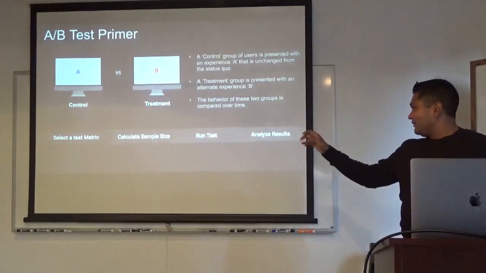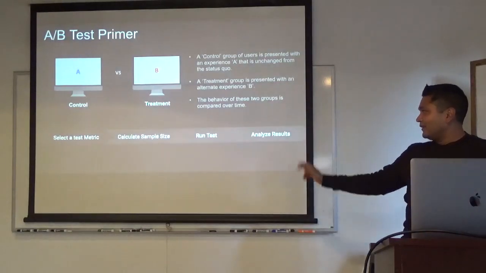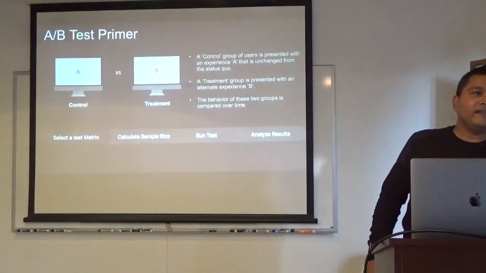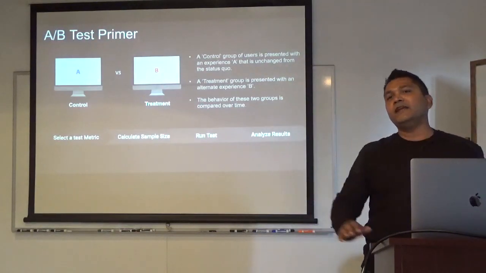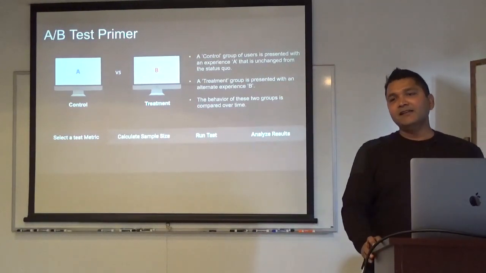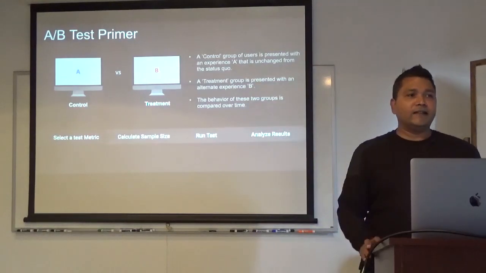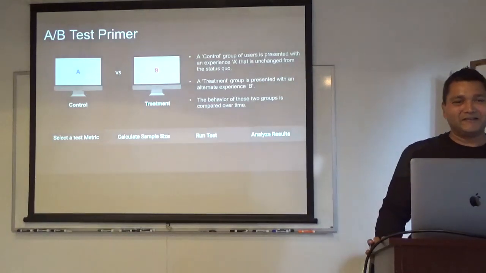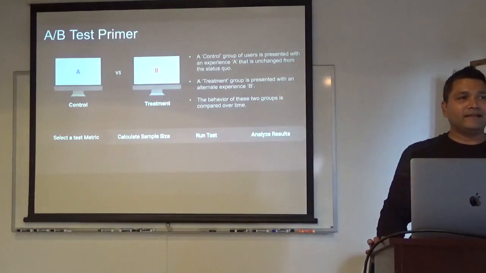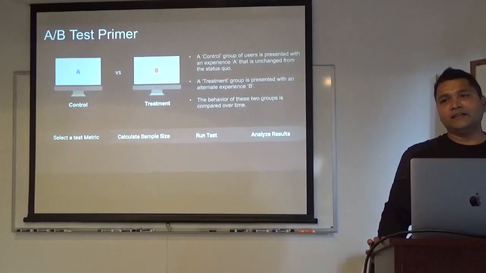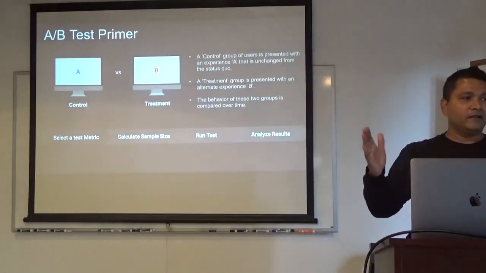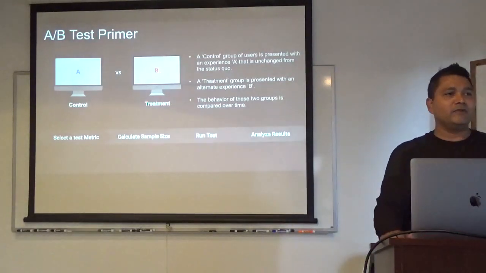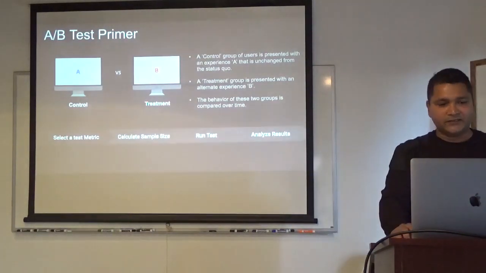So we select a test metric, calculate a sample size. Depending on your metric, you will need to know how many people should be in both groups to get a statistically rigorous result. This group is too small for running a real A/B test. It would just be very anecdotal, but you'd be talking in thousands or even millions, depending on the metric that you pick and where in the funnel your metric lies. Then you run the test, and then at the end of it, once you have the right sample size, you compare the results.